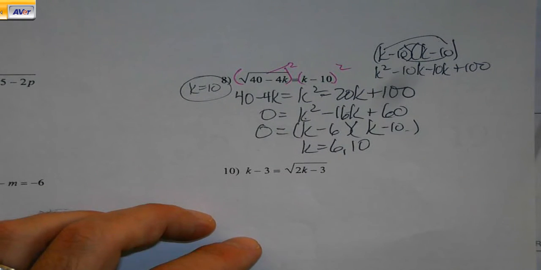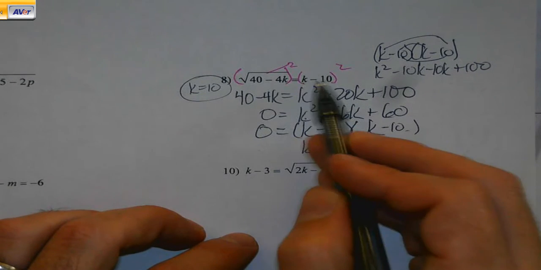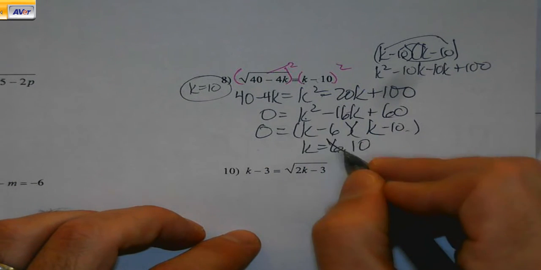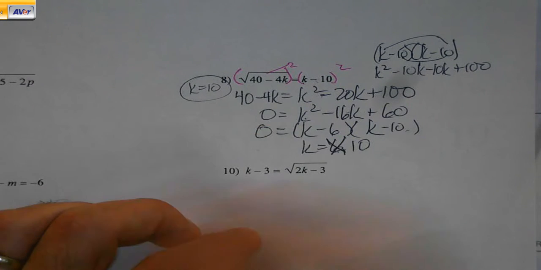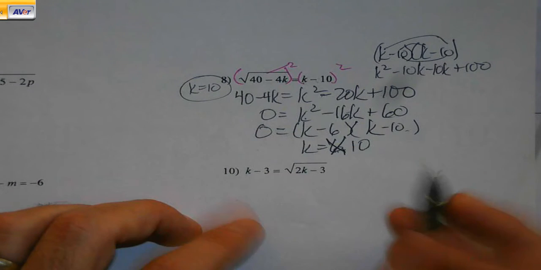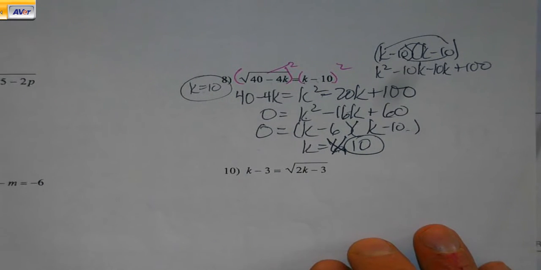You're like, wait a minute, I'm getting 2 answers this time. Oh yeah. If I plug in 6, 6 minus 10 is negative 4. Can the square root equal a negative? No. 4 times 10 is 40. 40 minus 40 is 0. Square root of 0 is 0. 10 minus 10 is 0. Algebraic, calculator, whatever it takes to get there. Okay?